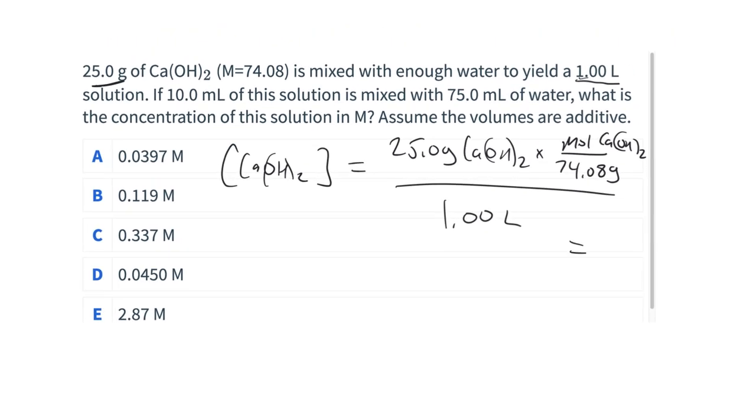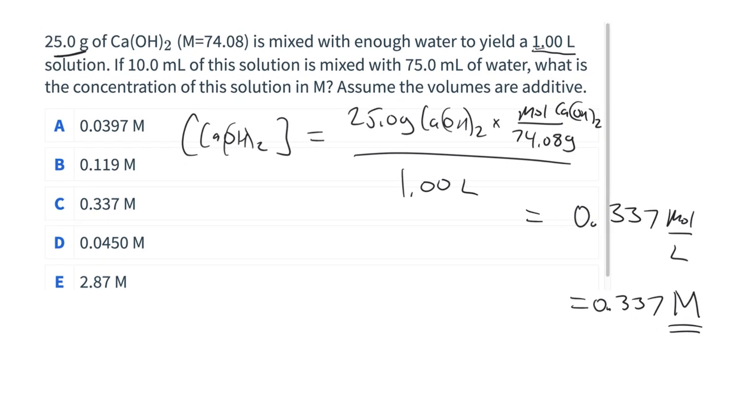And so if we do this math here, we'd have 25 divided by 74.08, and then divide by a liter. So it's 0.337 moles per liter, which we can write with capital M to stand for molar, which means moles per liter, moles of that solute per liter of solution. So this is the molarity of the calcium hydroxide in the solution.